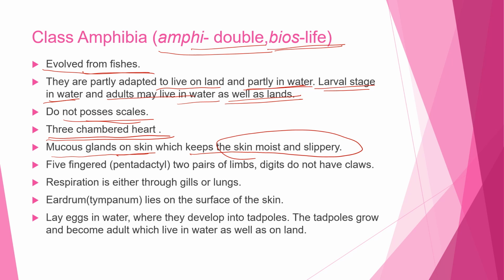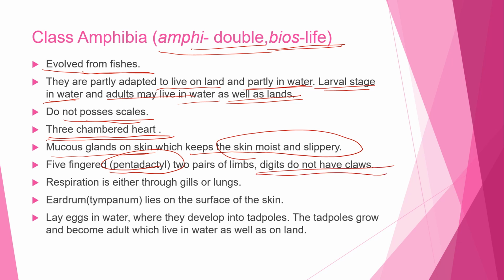Now the main important thing that is different from other classes is they have 5-fingered, 2 pairs of limbs. Each limb has 5 fingers. When we move to examples, you will see how they have 5-fingered limbs, a pair of limbs with 5 fingers in each limb, and they are called pentadactyl. Why are they called pentadactyl? Because they have 5 fingers. And their digits do not have any claws. No claws are present in their digits.